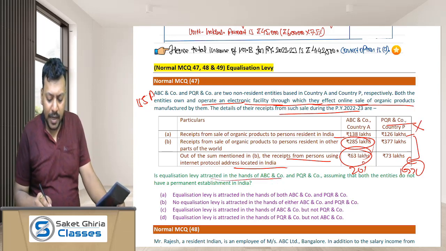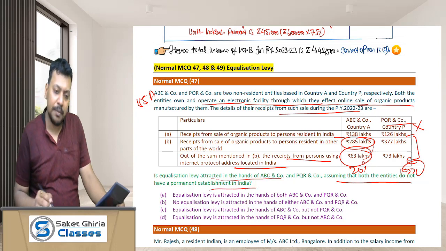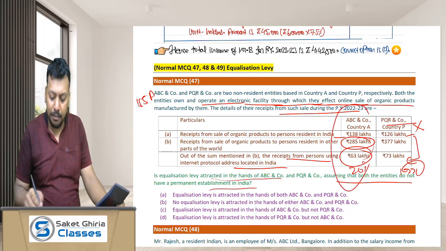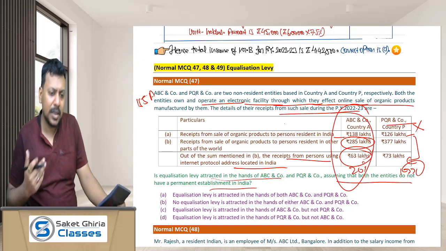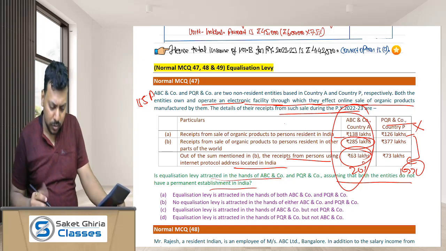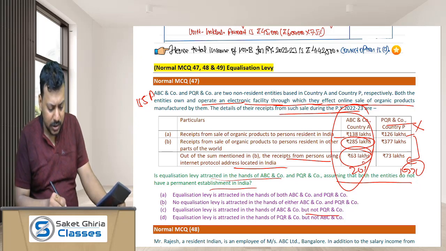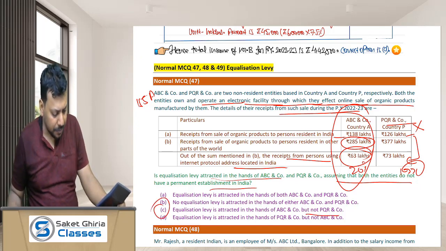Is equalization levy attracted assuming that both the entities do not have a PE in India? But sir, only ABC and company, the equalization levy under section 165A is attracted because the turnover is rupees 2 crore or more. So the correct option is, okay. So the correct option is C, I think. So the correct option is C.